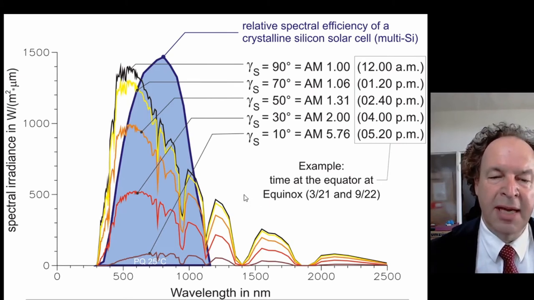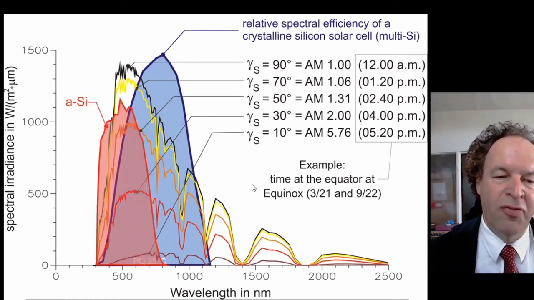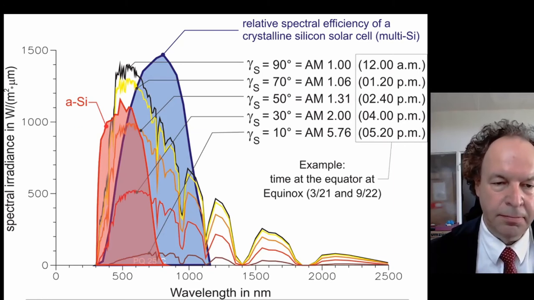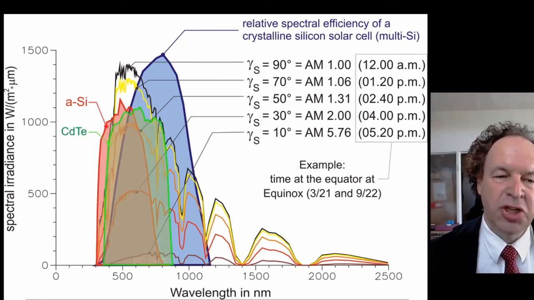If we take other technologies into consideration, for example the amorphous silicon solar cell, you see that it is more sensitive in the blue part of the spectrum and is more adequate to high elevation angles of the sun, while it's not sensitive at all in the red and infrared part of the spectrum. Here we have the spectral efficiency of a thin film technology called cadmium telluride, which is in about 350 to 900 nanometer with the best conversion efficiency.